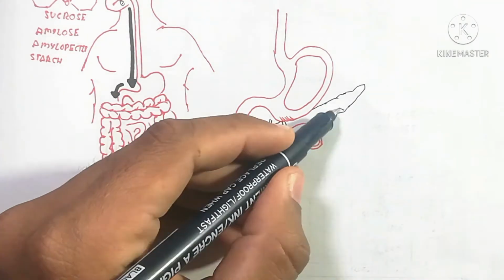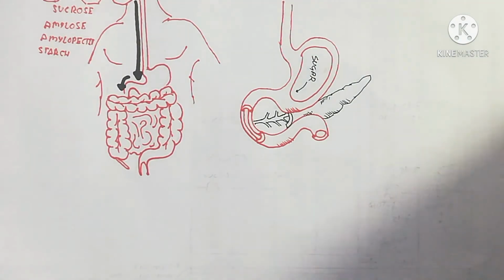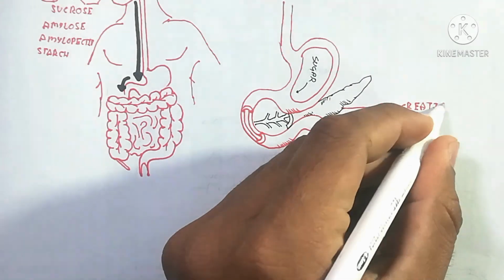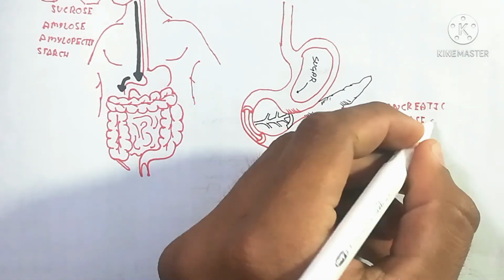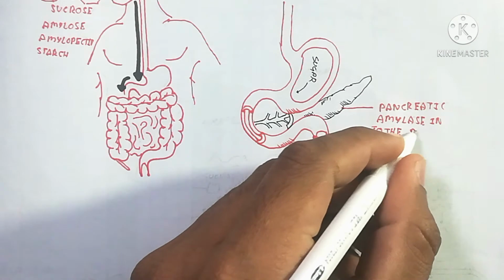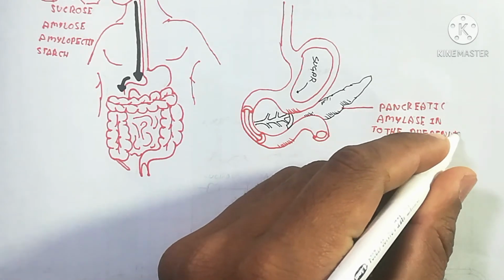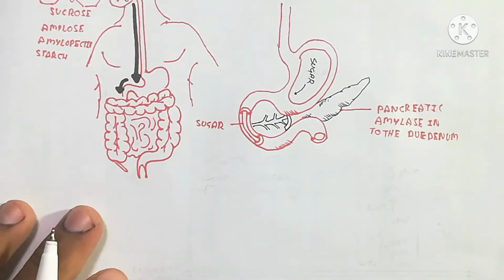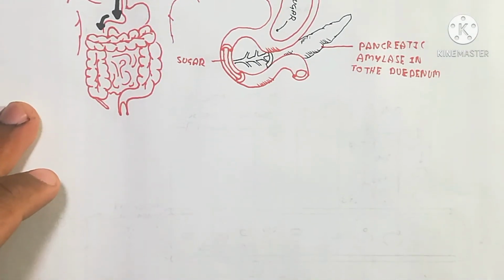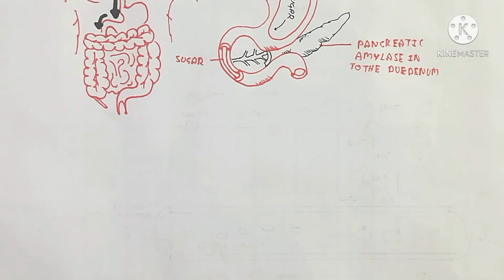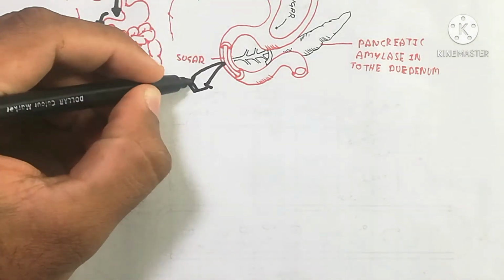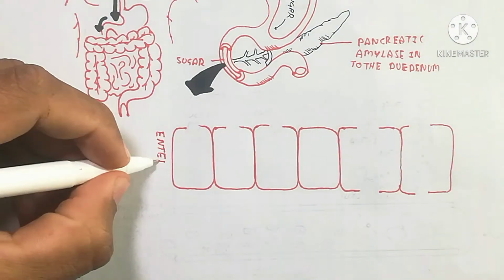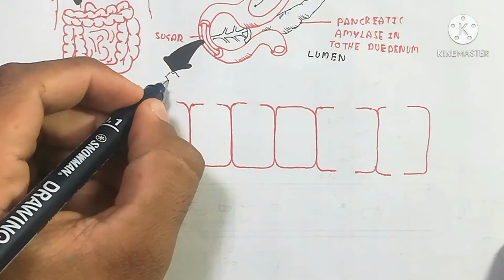Here is the pancreas which contains pancreatic amylase, which is a different type of enzyme for amylopectin digestion. The pancreatic amylase enzyme hydrolyzes the bonds and converts them into disaccharides, trisaccharides and oligosaccharides. These will go into the lumen, here is the lumen of the duodenum, which contains the enterocyte, also known as the brush border cell.